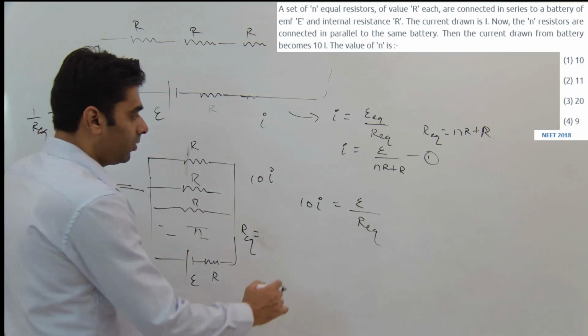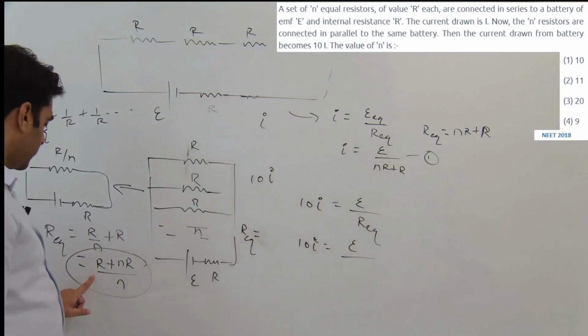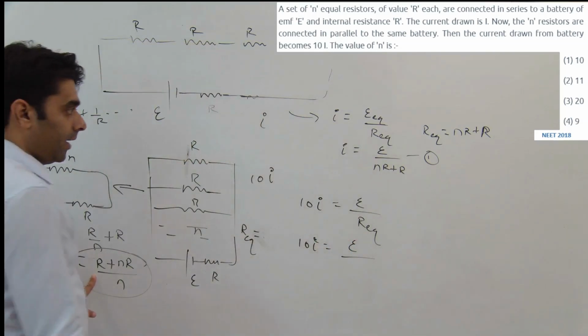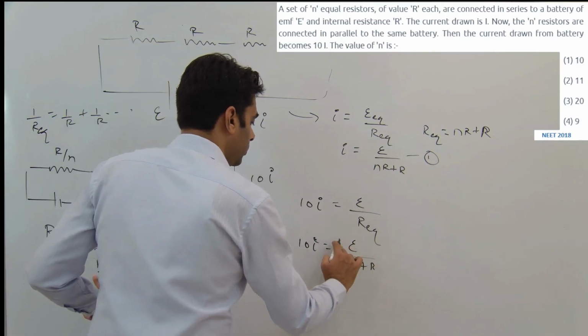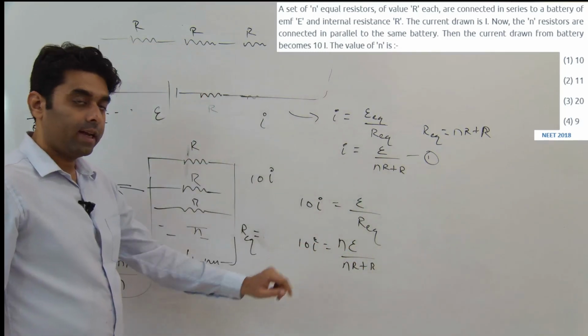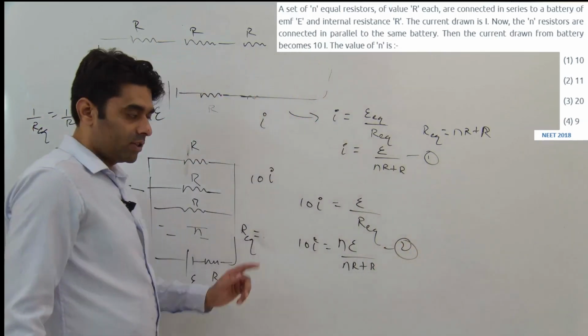If I substitute over here, 10I is equals to E by R equivalent, which is R plus NR by N, or we can write it as NR plus R by N. N goes into the numerator. This is what we got: 10I is equals to NE by NR plus R. This is from our second situation.